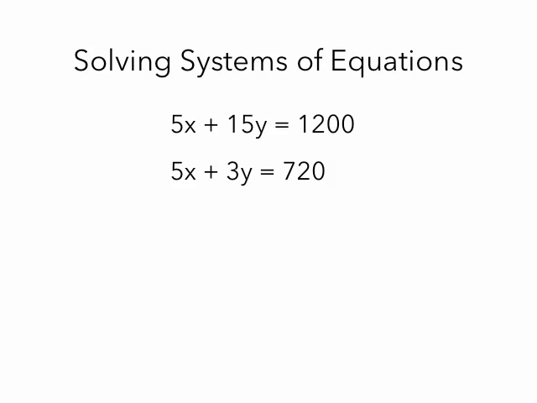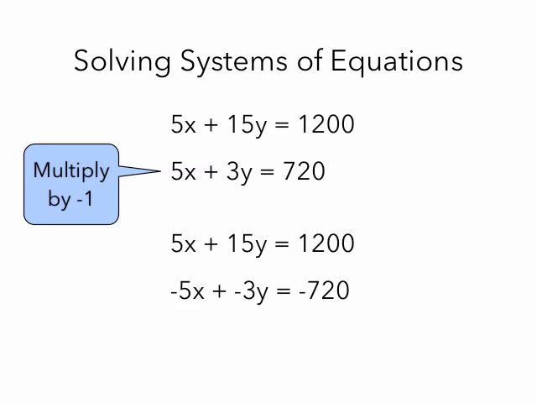So we start with our system of equations, and we can use a substitution method or an elimination method here. In this particular situation, the fact that we have 5x in both equations means this is perfectly set up for an easy elimination method. What we're going to do is multiply that second equation by -1, and now we've got a 5x in the first equation and a -5x in the second equation.